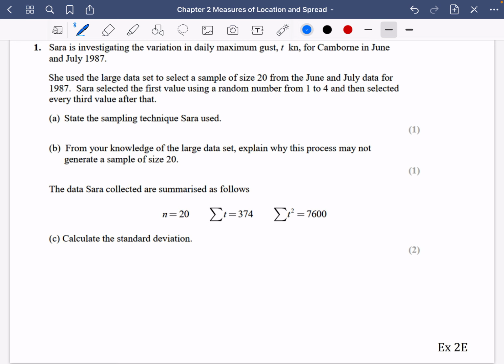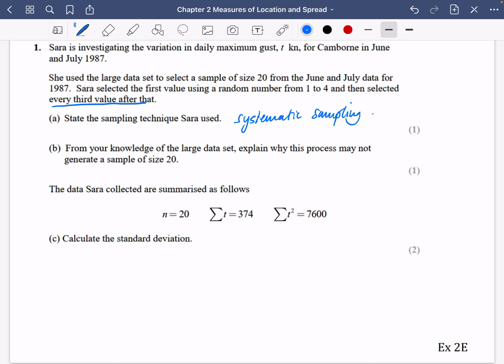Okay, so here it says that Sarah is investigating the variation in daily maximum gust t in knots for Camborne in June and July 1987. She used the large data set to select a sample of size 20 from the June and July data for 1987. Sarah selected the first value using a random number from 1 to 4 and then selected every third value after that. So this type of sampling technique that Sarah is using is systematic sampling.